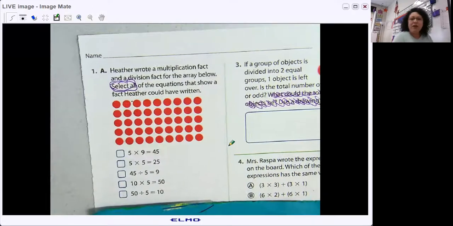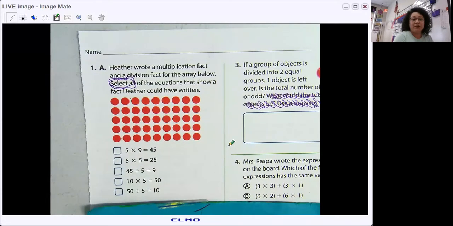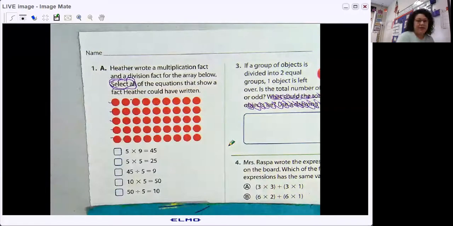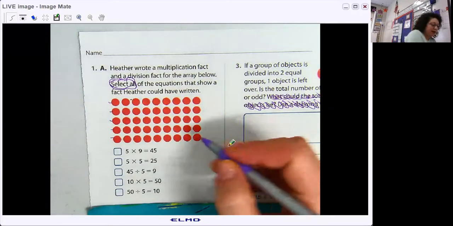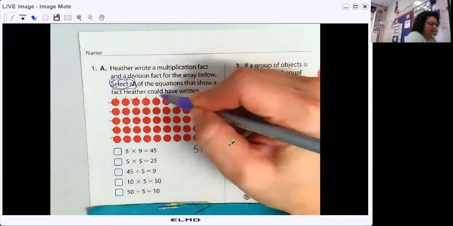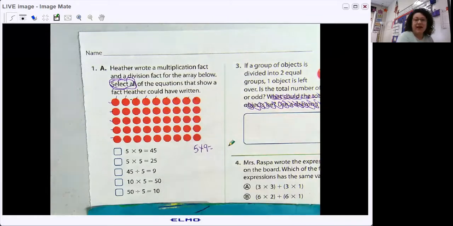Heather wrote a multiplication fact and a division fact for the array below. So one multiplication fact, one division fact. So we know we're going to have two answers. So we have to figure out what the array is, right? So I'm going to count my rows, 1, 2, 3, 4, 5. And I'm going to count my columns. So I know it's 5 times something. 1, 2, 3, 4, 5, 6, 7, 8, 9. So I know my array is 5 times 9.